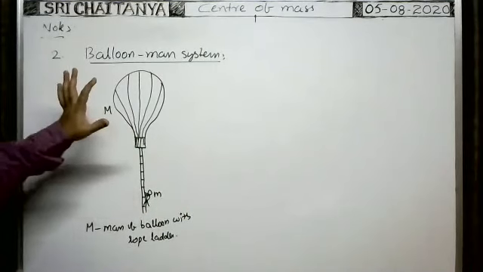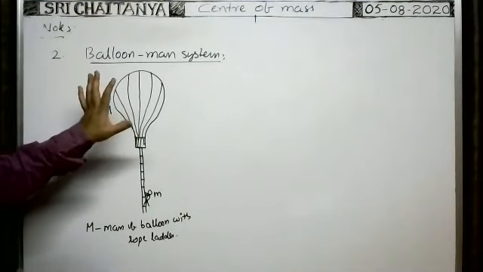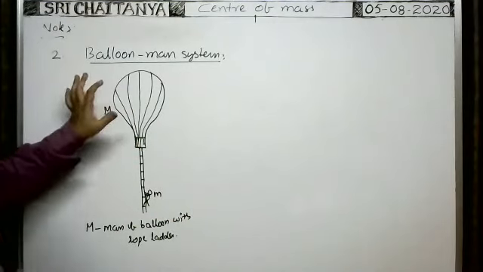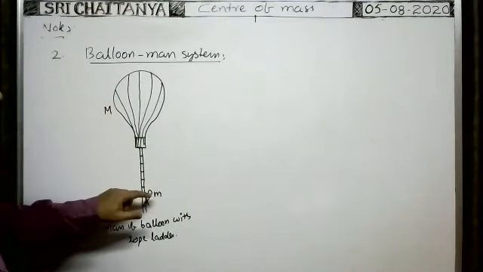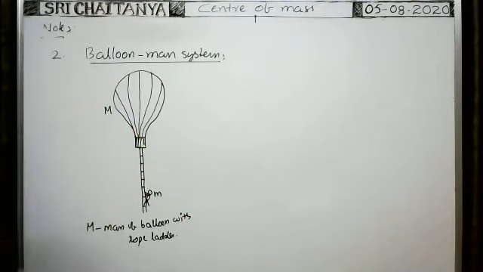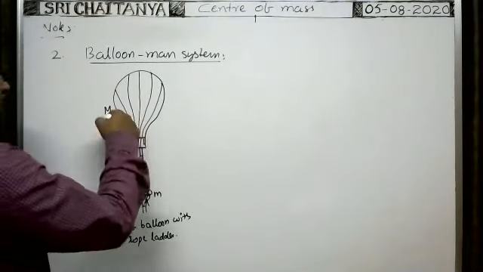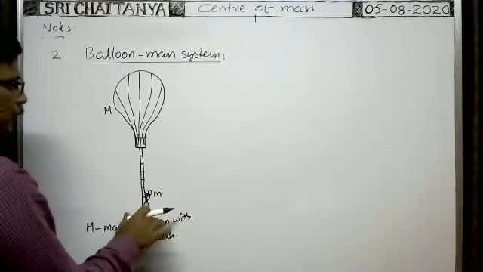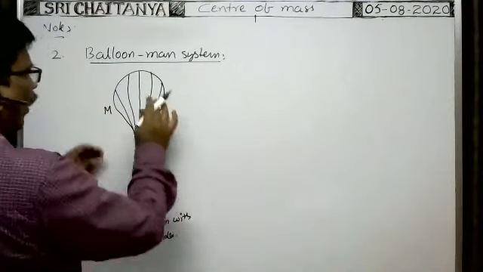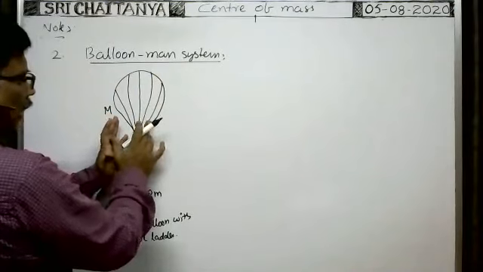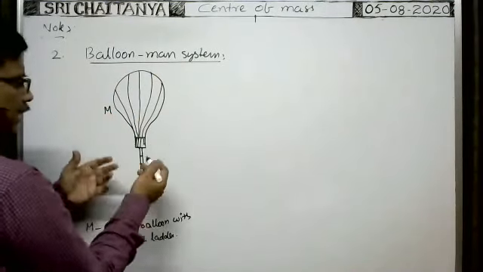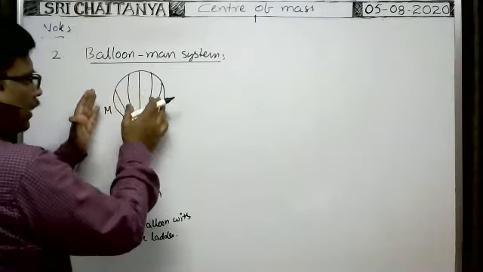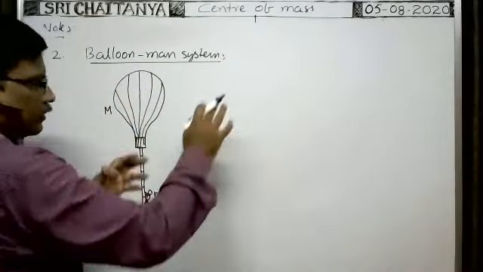Now the man-balloon system is under equilibrium. That is, the balloon with ladder and the man, all are in equilibrium. Being in equilibrium means the weight of the balloon and the weight of the man both act in the downward direction, and at the same time, whatever the volume of the balloon, of course the volume of the man can be neglected, the equivalent volume of air is displaced.